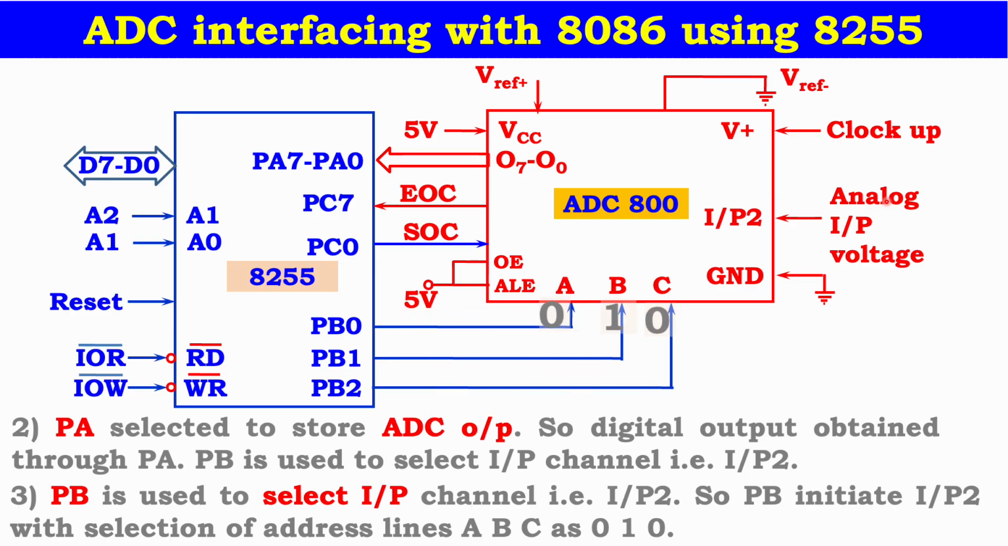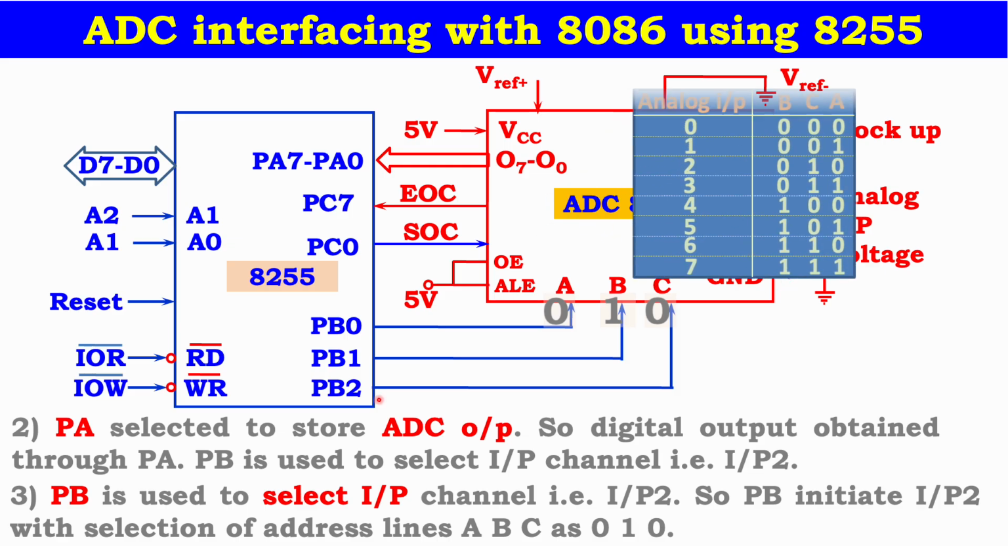I want to select analog signal 2. So what is it? 2 power 0, 2 power 1. So 0, 1, 0 makes the analog input signal 2 selected. Like that, I can take analog input 5, analog input 6, whatever it is. You can observe that also. So the analog input 2 is provided at input channel 2 for conversion to digital form. This is the selection of an input using port B0, B1 and B2.